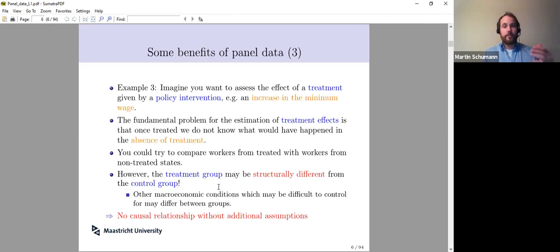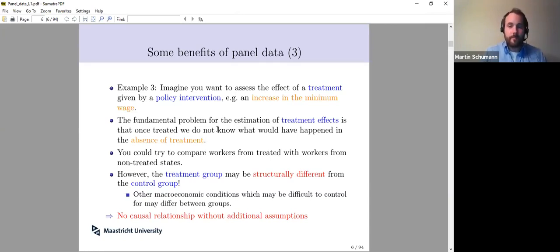Now, suppose you have a treatment in the form of a policy intervention. Here we say we have an increase in the minimum wage. The fundamental issue for the estimation of treatment effects is that once you are treated, it is impossible to know what would have happened to you if you had not received the treatment. Think of the treatment, for instance, as a pill. I give you the pill, you take it, and afterwards, your development in terms of health, I cannot tell what would have happened if you had not taken the medicine.